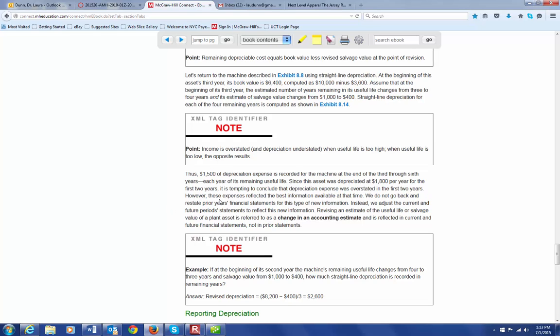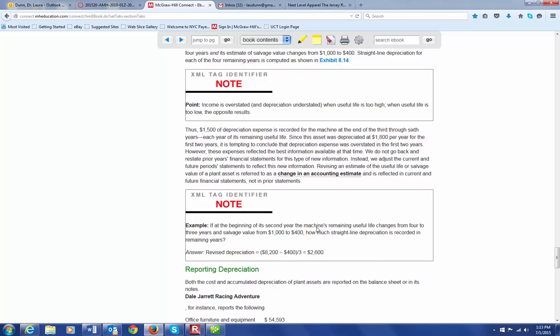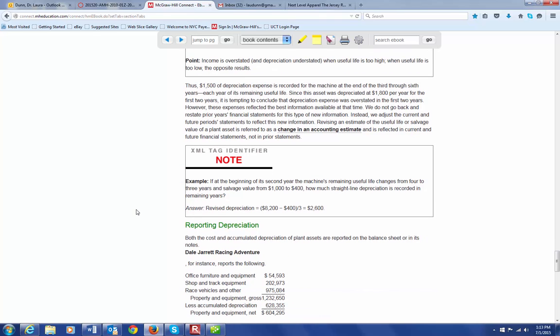And you don't have to go back and restate the prior year's financial statements because it's assumed that you used the best available information at that time to do it correctly. But revising an estimate of the useful life or salvage value of a plant asset is referred to as a change in an accounting estimate. And it's going to be reflected in our current financial statements and our future financial statements, but not in the prior statements. Now you will have to disclose it in your financial statements and explain why you made this change. And that's just part of the full disclosure principle in accounting.